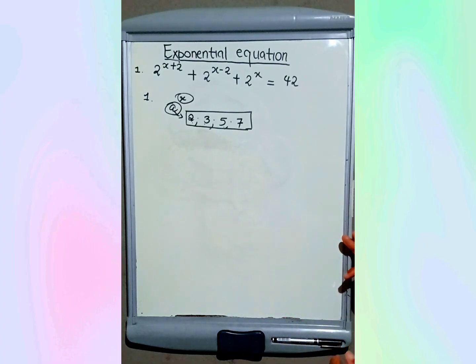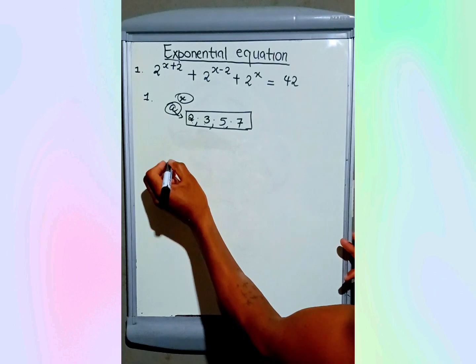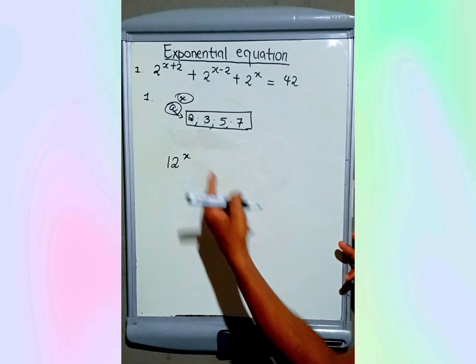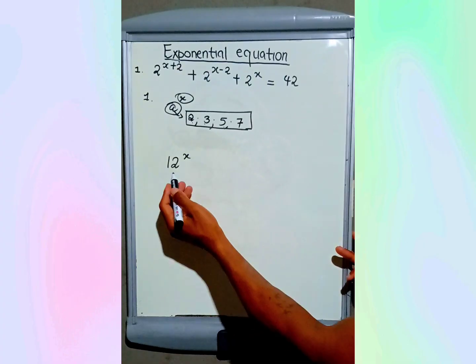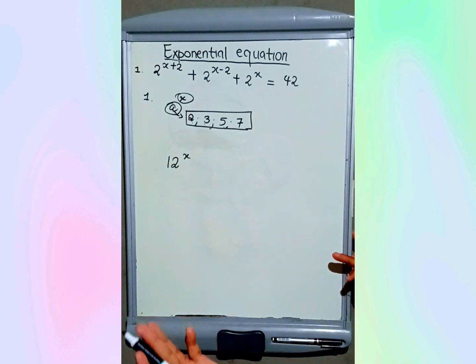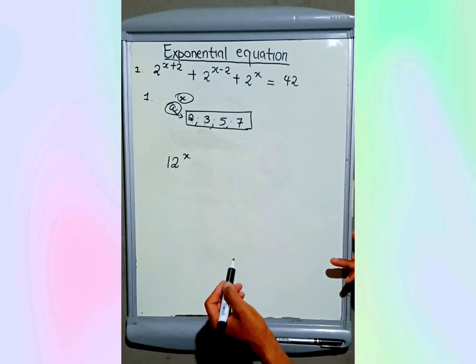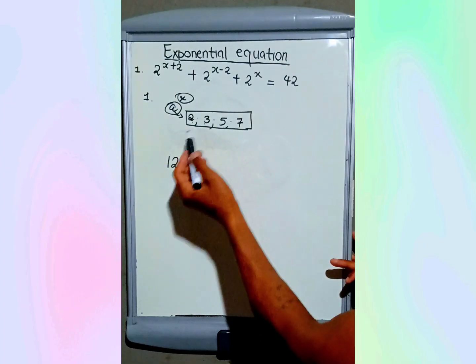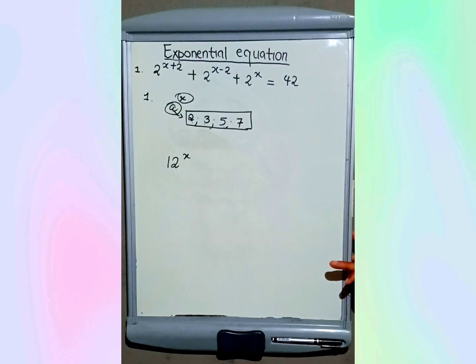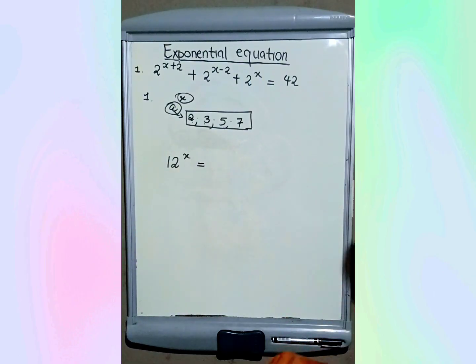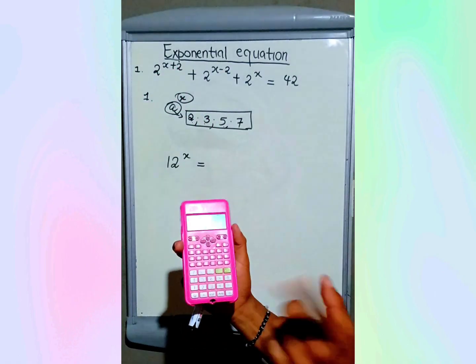For example, if we have 12 raised to x, do you see that 12 is not one of the first 4 prime numbers? You need to simplify this 12, and it must contain these first 4 prime numbers. How are we going to simplify? It's very simple. Grade 11, take your calculator. Your calculator is going to help you a lot.